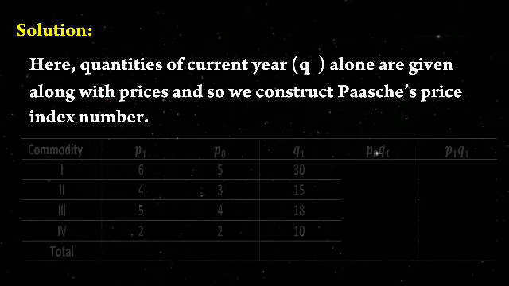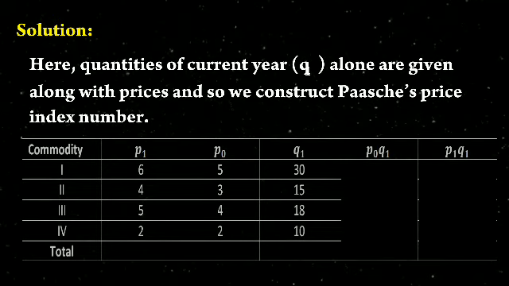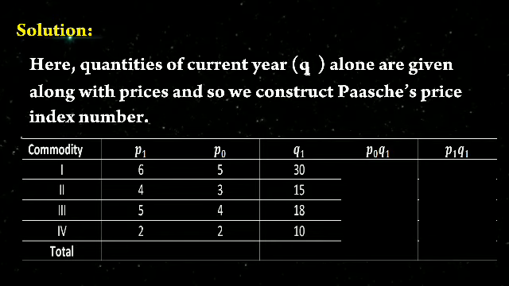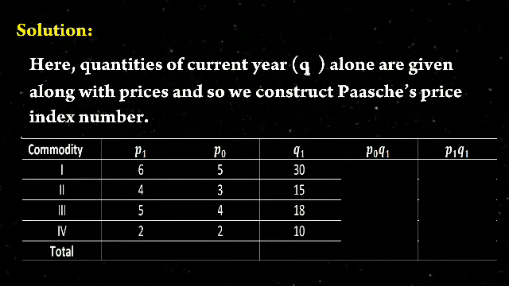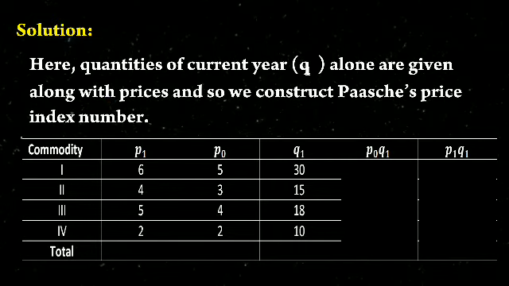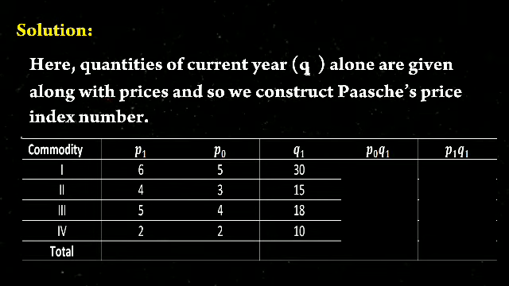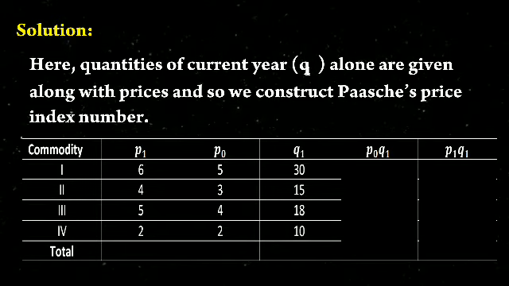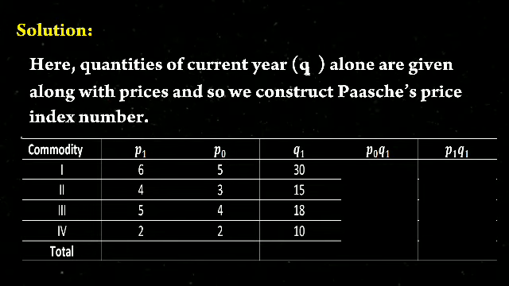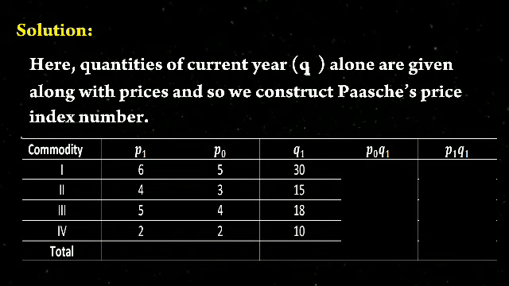Here quantities of the current year, that is Q1 alone, are given along with the prices, and so we construct the purchase price index number. In the table, copy the given data, commodities 1, 2, 3, 4. Include one more row to find the total value. Second column P1, copy the data 6, 4, 5 and 2. Next column P0 values 5, 3, 4 and 2. Next column Q1, quantities of the current year, that is 30, 15, 18 and 10.